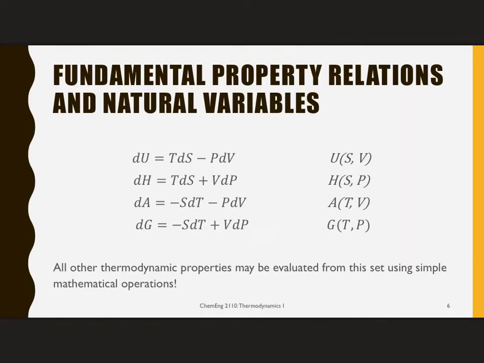So as a reminder, we have our fundamental property relations that also tell us the natural variables of these various functions. So U is a natural function of S and V because it is defined in its fundamental relation as TdS minus PdV. dH is TdS plus VdP, making it a natural function of S and P. In this lesson, we're going to be looking at how we can apply these rules so that instead of S and P, where S is a little unfortunate, we could perhaps recast this to be in terms of variables that would be easier to work with.